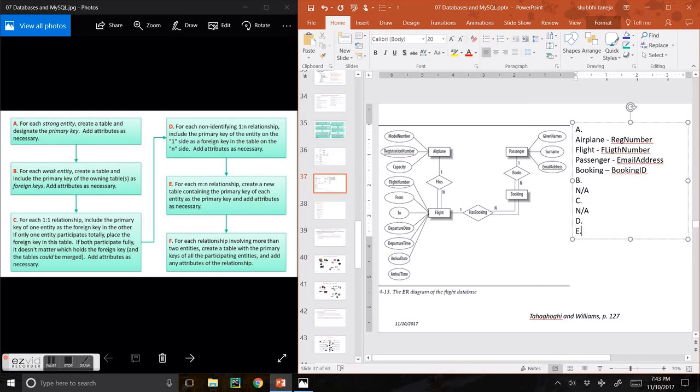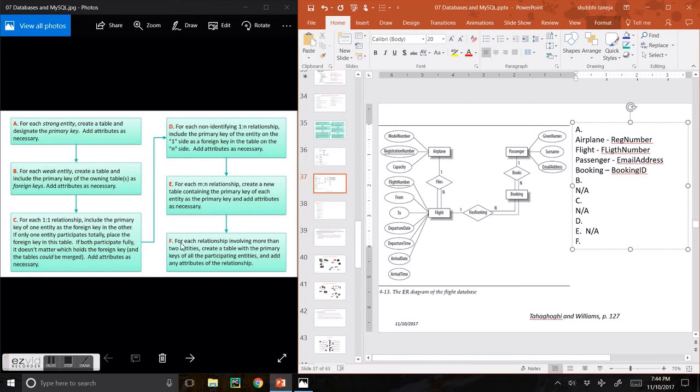Now moving on to step E. Step E says for every M to N relationship. Now it's very clear that we do not have any many-to-many relationship here, so step E would not be applicable, so I'm going to write an NA next to it.